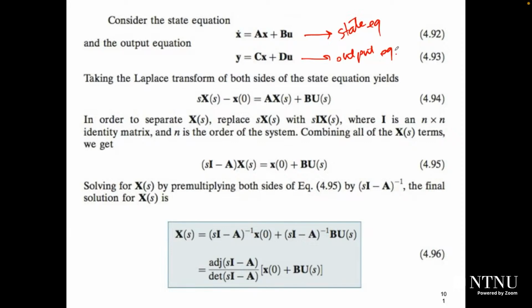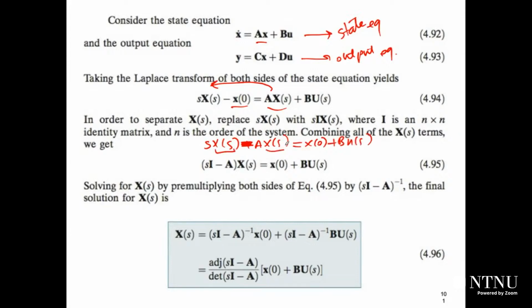For the state equation, we will take the Laplace transform of both sides. The Laplace transform of x dot will be sX(s) minus x0, which is the initial condition, equal to A multiplied by X(s) plus BU(s). We need to get X(s) on one side, so we will take this term to the other side. It will be sX(s) minus AX(s) equals x(0) plus BU(s).